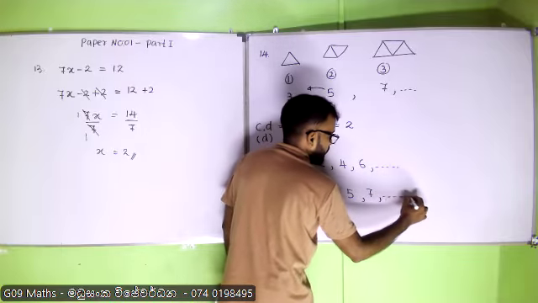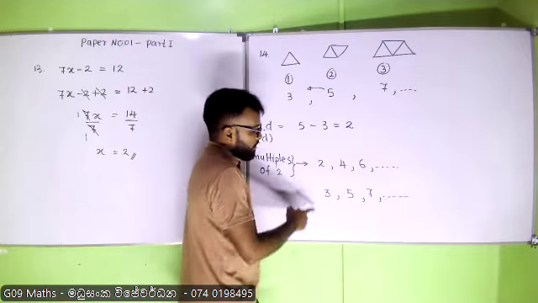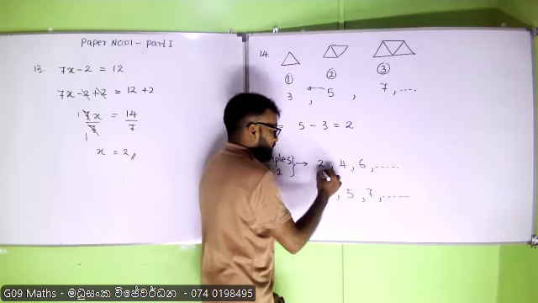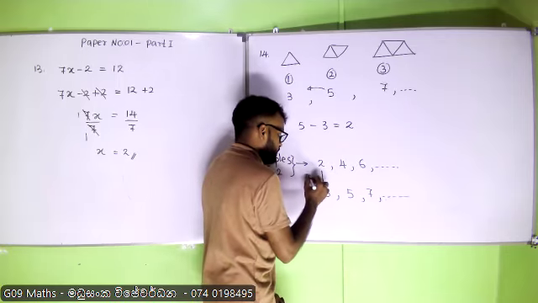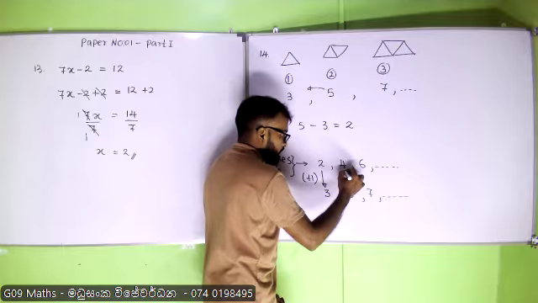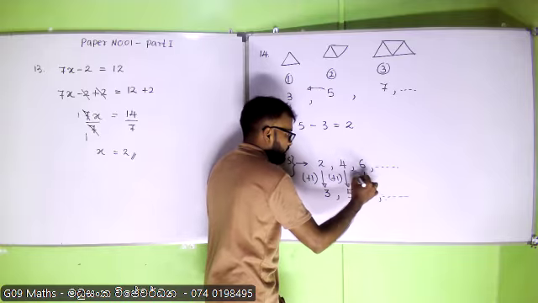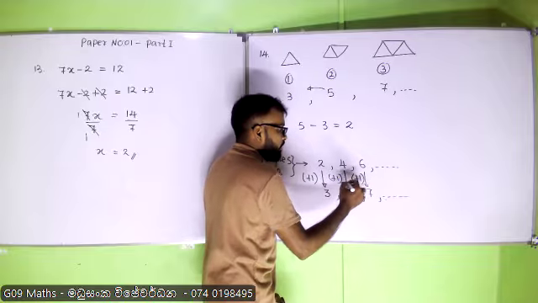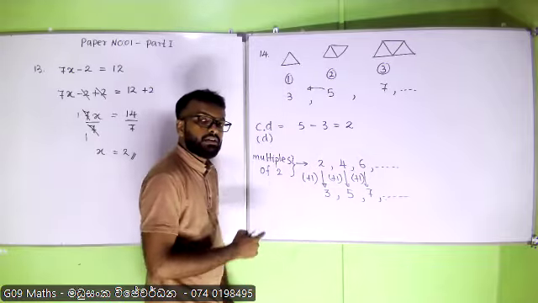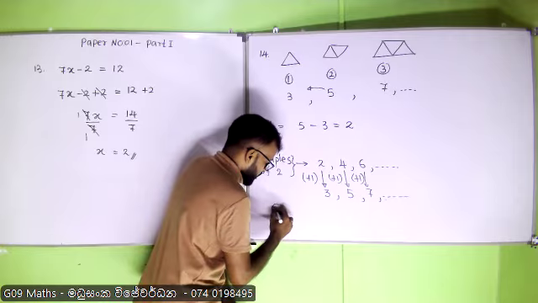So now, you need to understand. By using 2, how to obtain 3? Just add 1. Add 1. And add 1. Right? So this is the constant that you are going to add. So now you can find the general term.